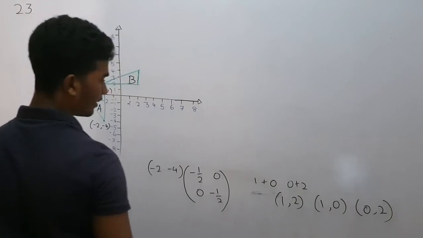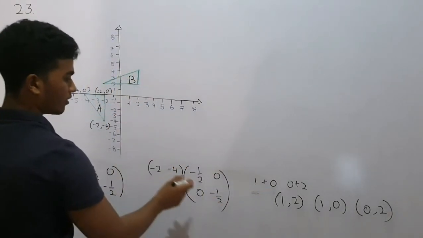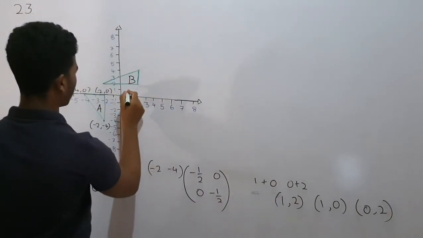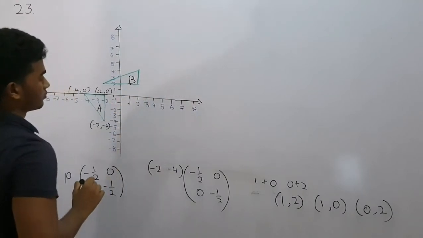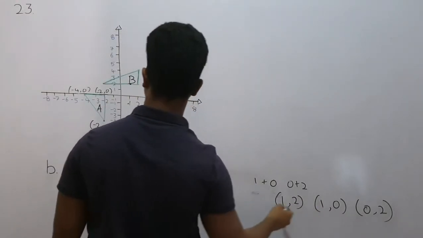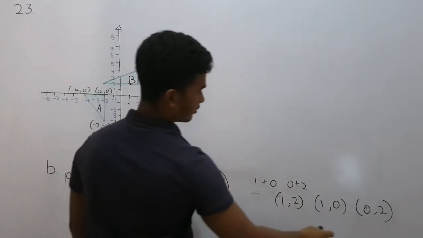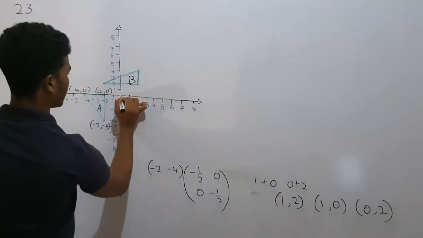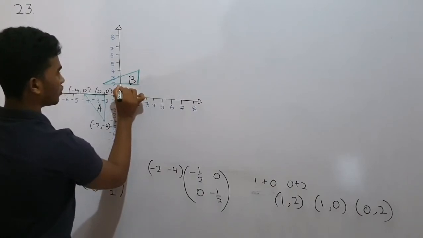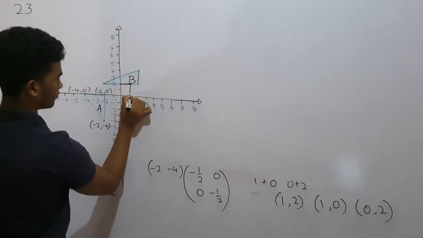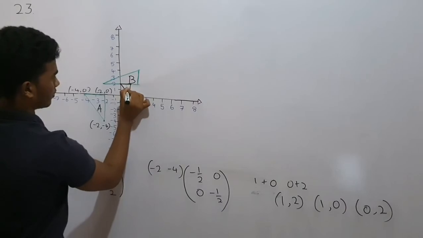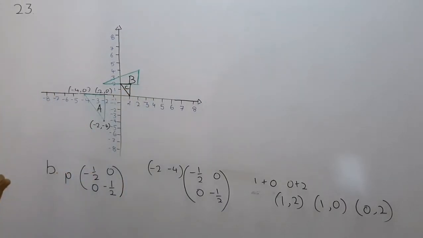So now you can mark it on the graph. First point is 1, 2 here. Then 1, 0 here. 0, 2 here. So this is our triangle C.